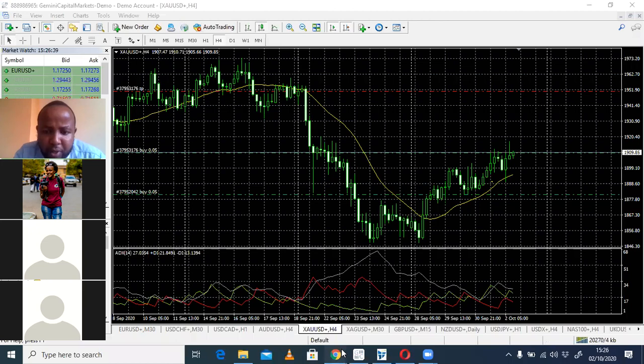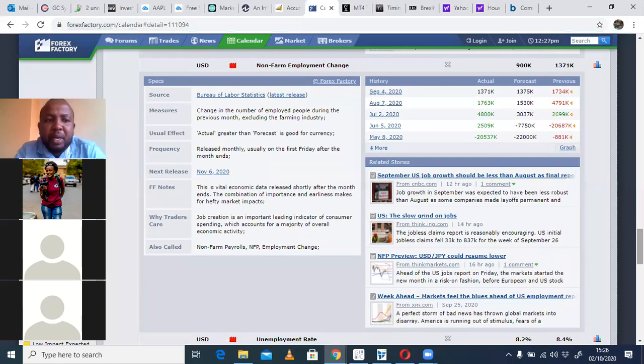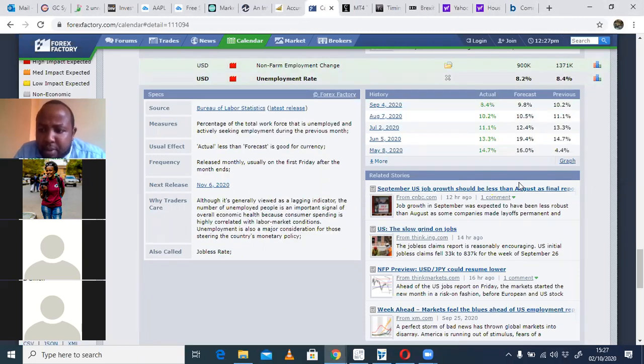So we go back to our Forex Factory. Remember we said NFP is data that is usually released by the Bureau of Labor Statistics in the US, and we are measuring how many people are employed. It tracks the change in the number of employed people during the previous month. Basically, we need to know how many people are employed versus how many are unemployed. So let me close this one because now we need to know the outcome in the next 3 minutes.